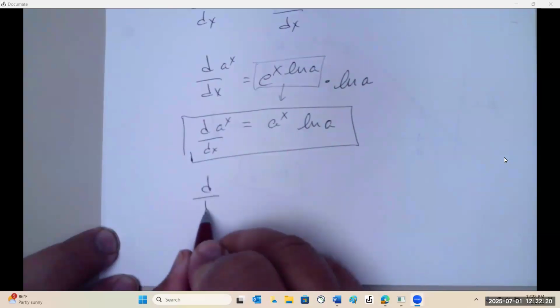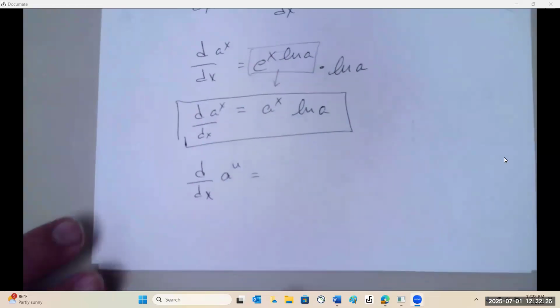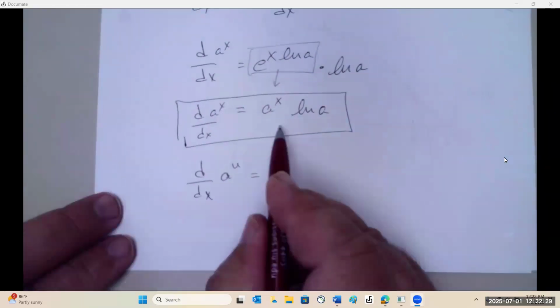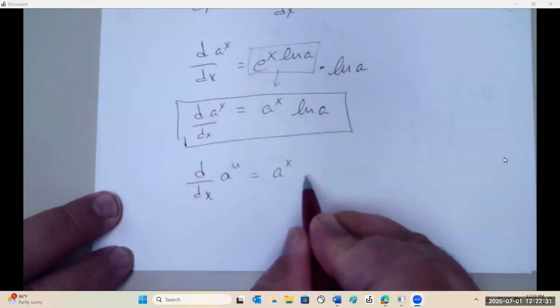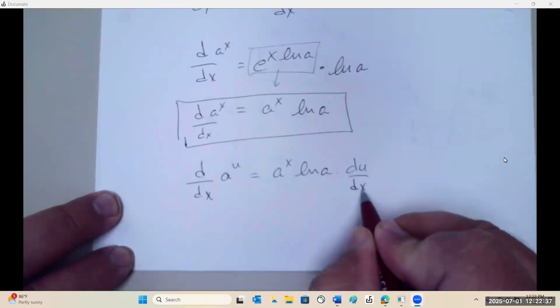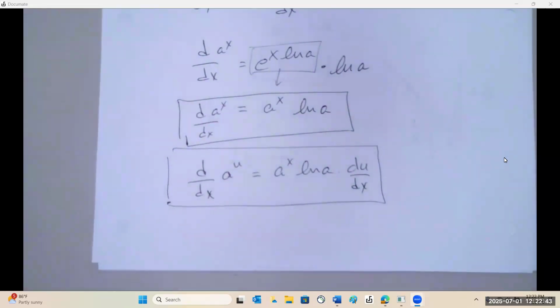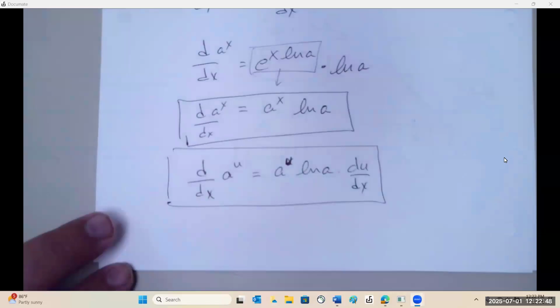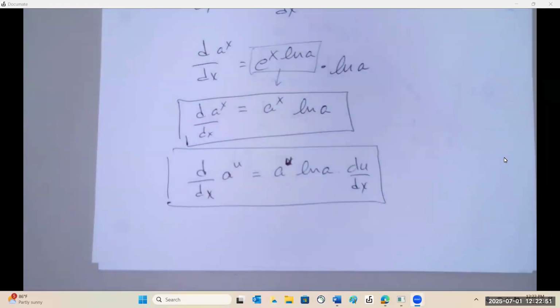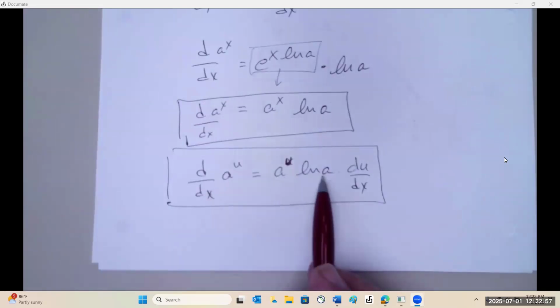So what would it be if we had a to the power u? It would be the same thing. It'd be a to the power u ln a times du dx. Sorry, I used x. It's u, not x. So the derivative of a to the power u is a to the power u ln a times du dx. Let's look at some examples.